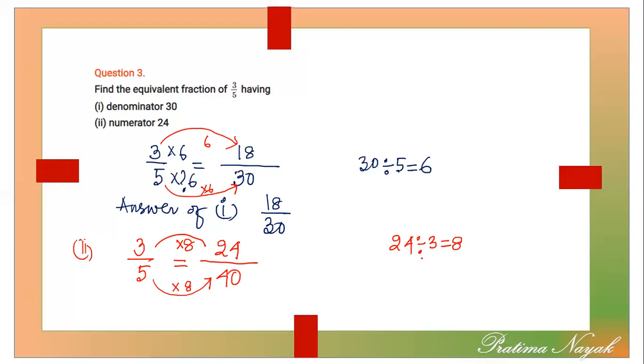So this will be the same 8. I'll multiply it with 5. So these are the steps. And if you can do it mentally, this is the answer. So 24 by 40.